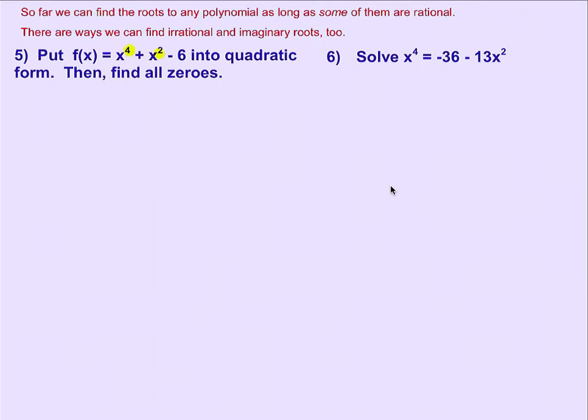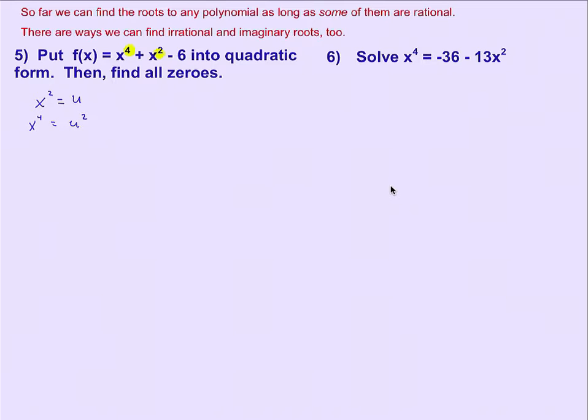And so I can rewrite x squared as some other letter. Usually we use a or u. I'm going to use u, because that's what you'll use in calculus. Doesn't really matter what you call it. But if x squared is u, then u squared would be x to the fourth.